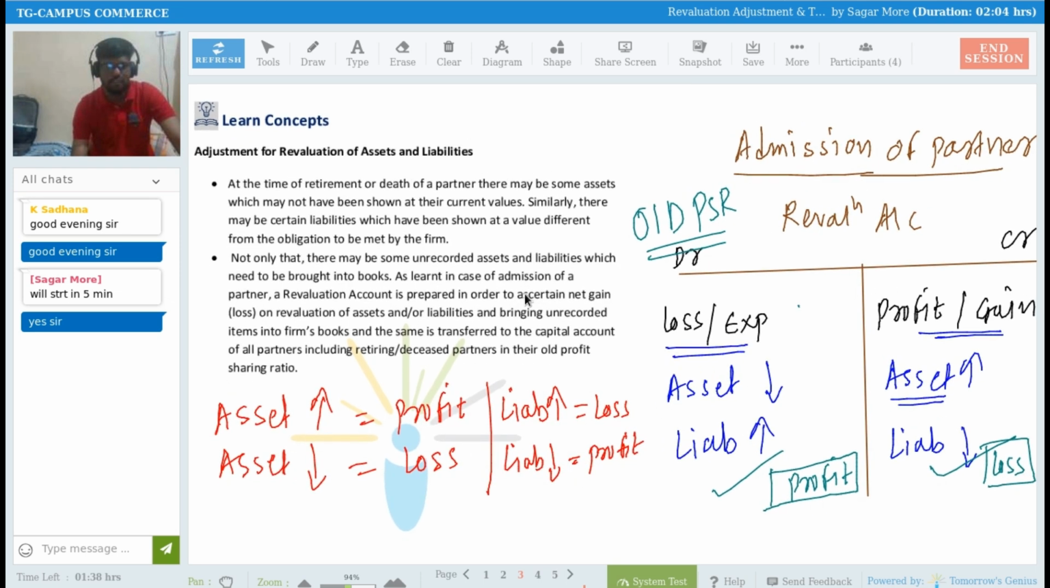Any doubts apart from these, Sadhana, Parsati? Okay.